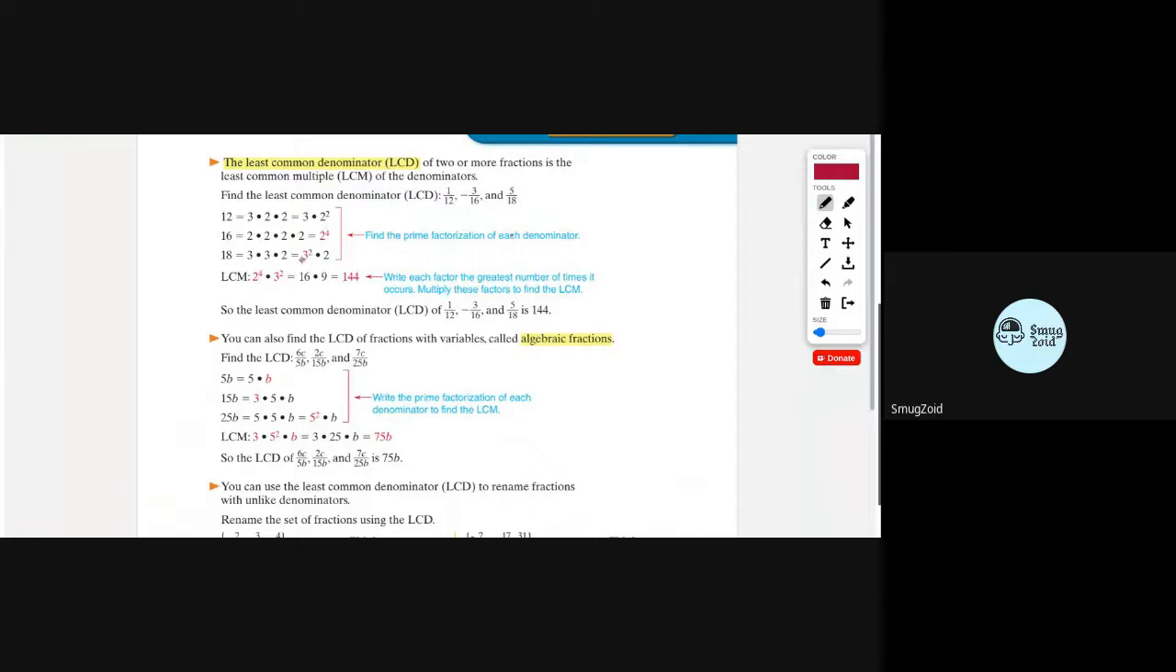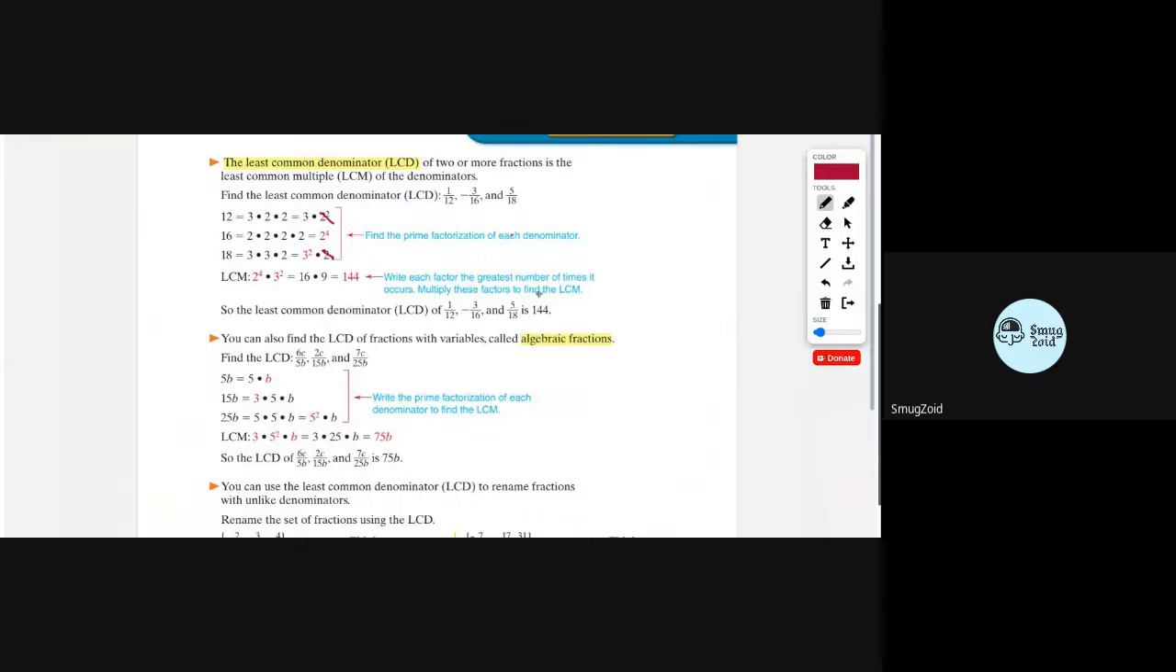For the 3's, there's only one group that has a 3 in it, and that's 18. And it says 3 squared, so we're going to put it here. This 2 is covered in this one. This 2 squared is covered in this one as well. So we're done. In this case, you would just multiply these two together to get 144. So the least common denominator is going to be this.